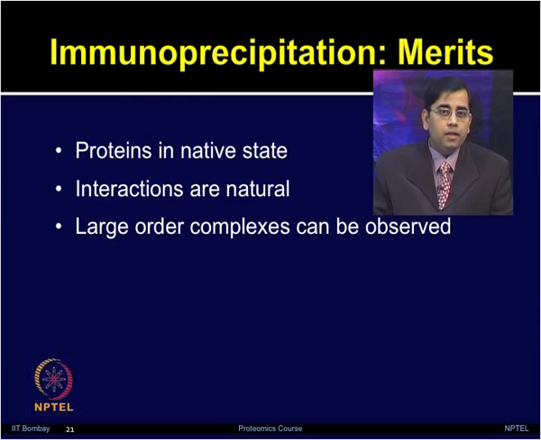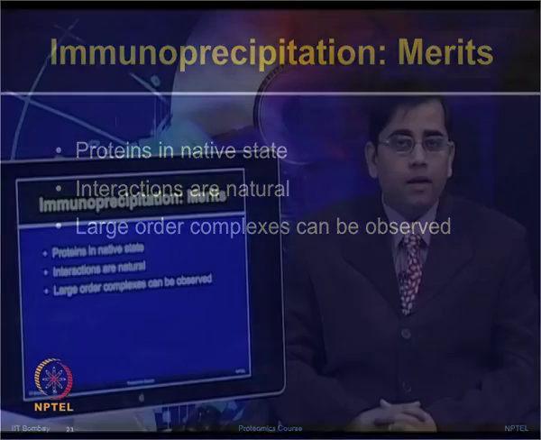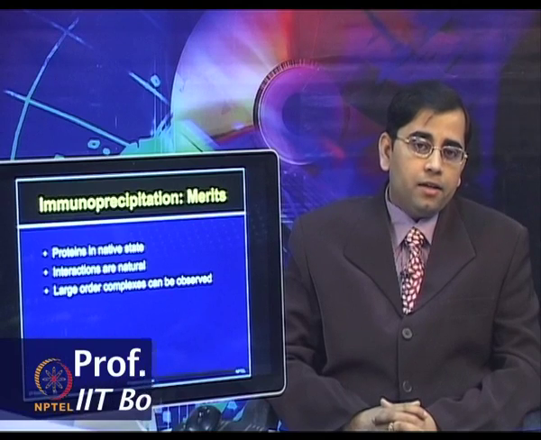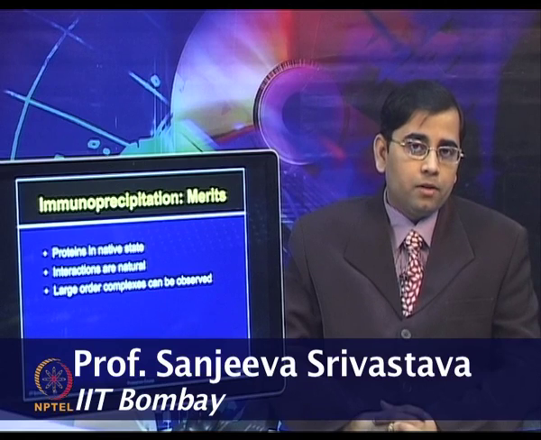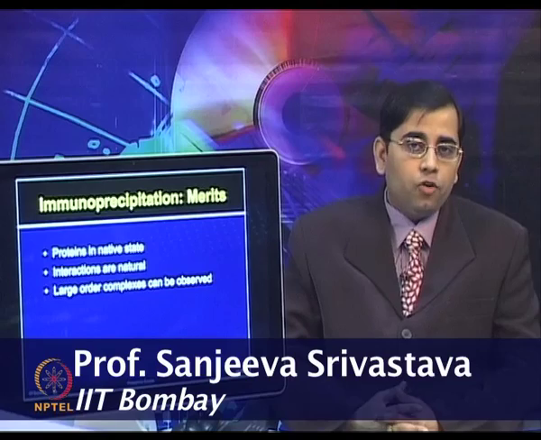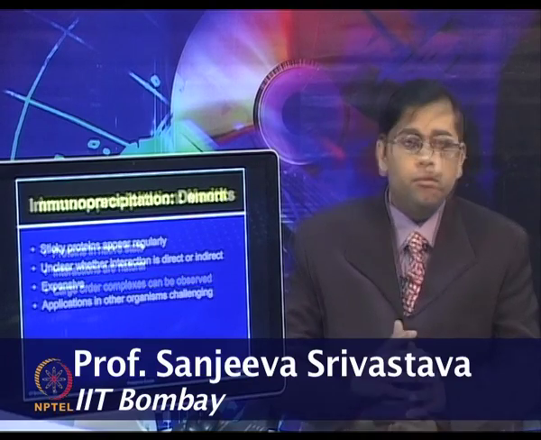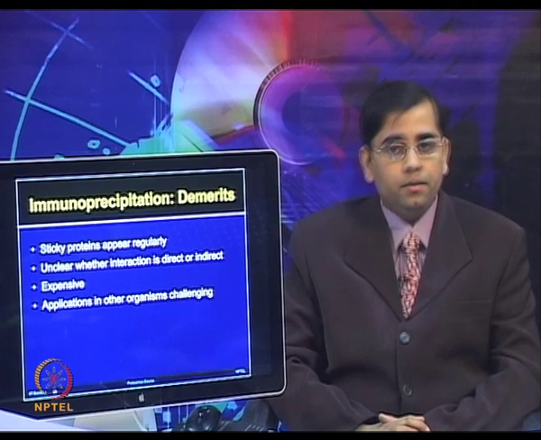Interactions by using the immunoprecipitation method are natural, and by using this method, large order complexes can be observed, because the native state will promote the native complex formation. What are the different demerits of using the IP method?